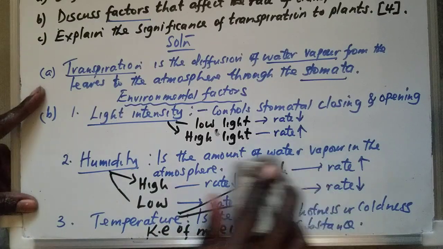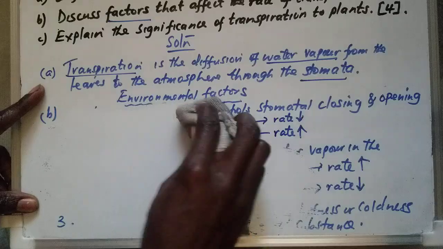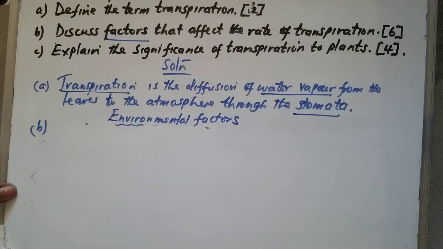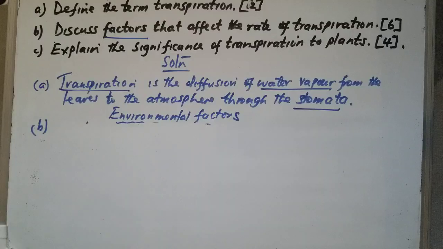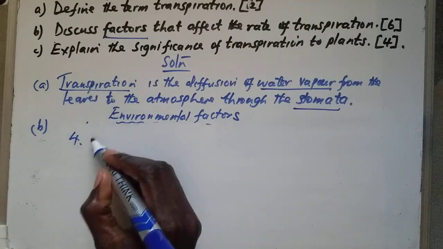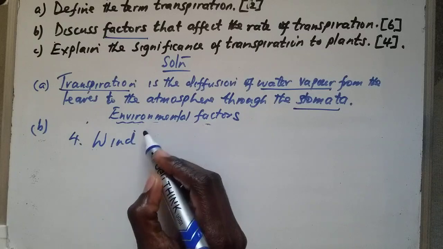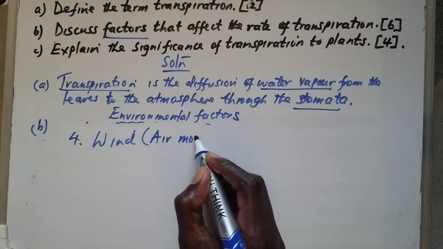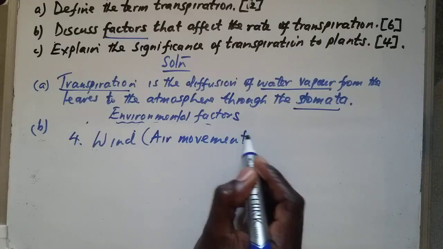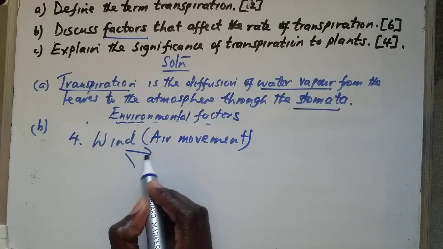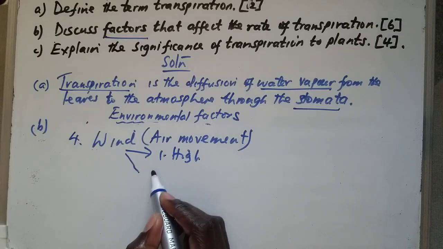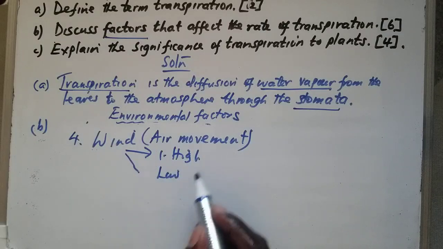So we can also talk about another one. Let me just clear so that I can have enough space so that you are able to see. Another factor, which is the fourth one that I can talk about, is wind. Sometimes wind is what we simply call air movement. There could be high speed of winds, or they could be low speed of winds.